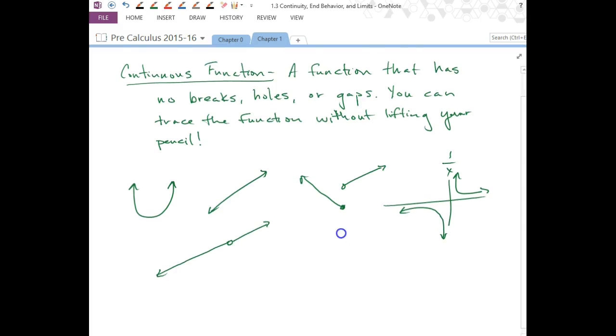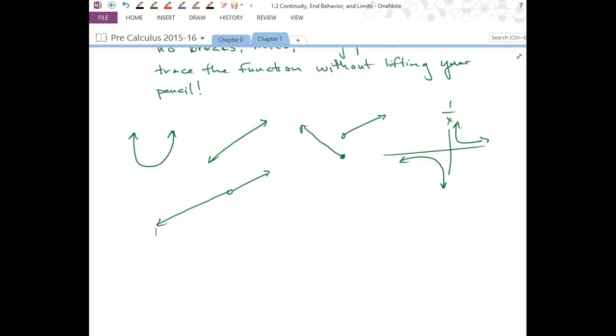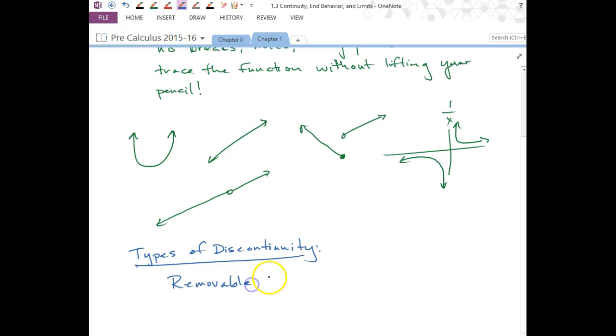All right, so basically what's going to happen here is they're going to give you some functions and say, find the points of discontinuity. Before we go any further, I need to clarify there are 2 types of discontinuity. Okay, there is removable discontinuity.